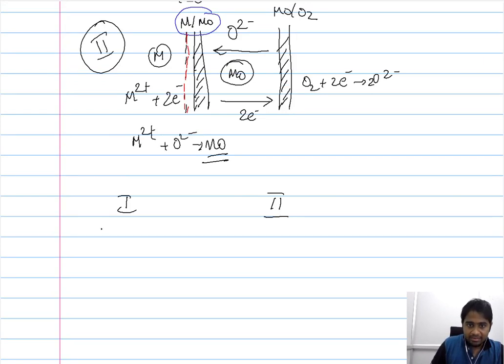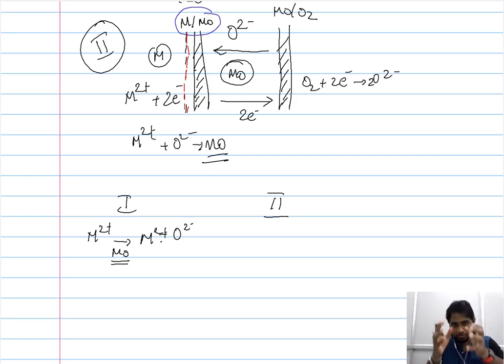In one mechanism, the M2 plus moves across the existing metal oxide and reacts with the oxygen ion, because this oxygen ion is formed by the simultaneous propagation of M2 plus and 2e minus. So because of the simultaneous propagation you already have the reactant O2 minus, and these two lead to the formation of the newly formed metal oxide. The newly formed metal oxide builds in the MO and O2 interface. So the building up of the newly formed metal oxide is in the MO and O2 interface.